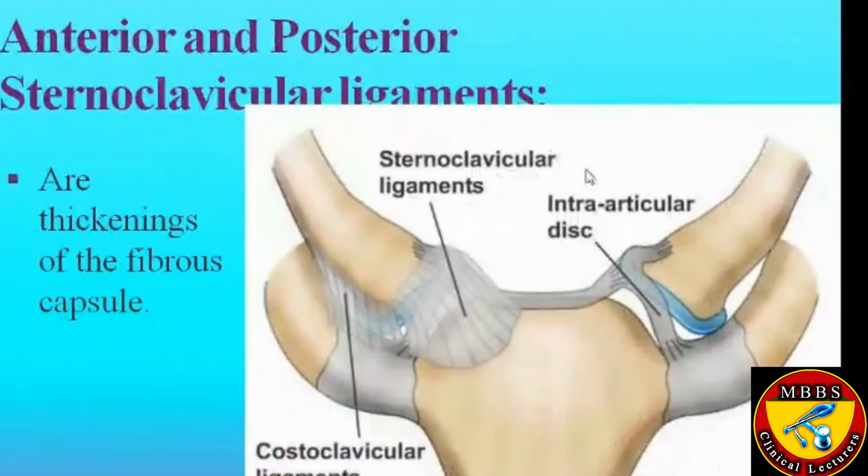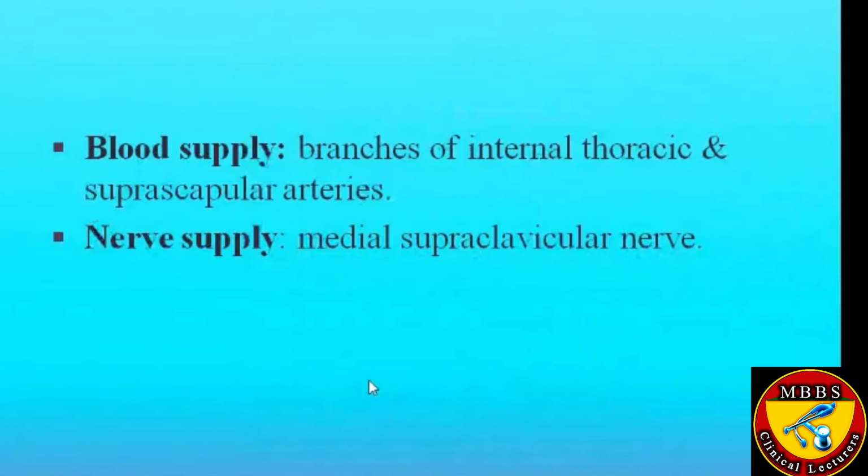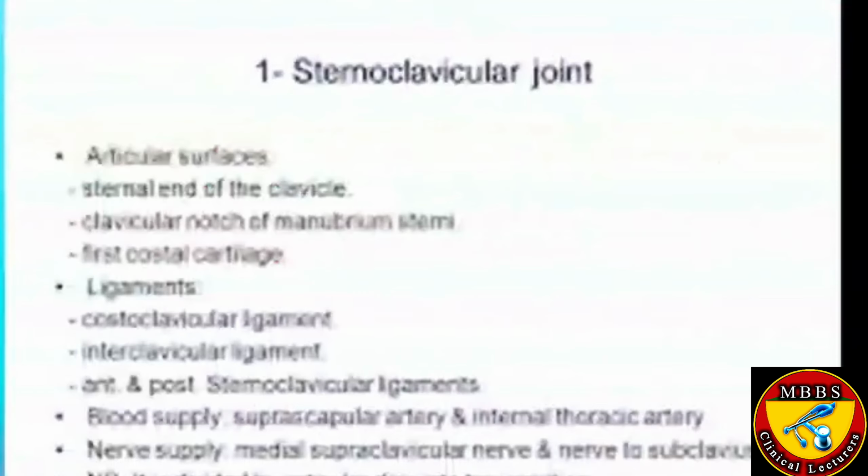When we talk about the anterior and the posterior sternoclavicular ligaments, basically, if you remember, these are simply the thickenings of the fibrous capsule present at the anterior and the posterior. Now the blood supply of the sternoclavicular joint is the branches of the internal thoracic and the suprascapular artery, and the nerve supply is the medial suprascapular nerve.